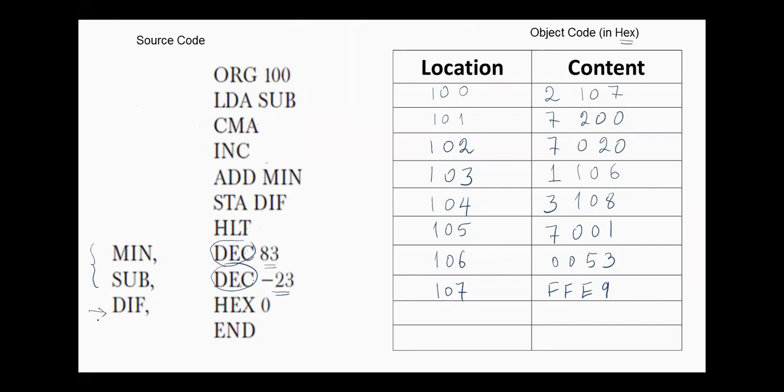Next, at location 108, we have a hexadecimal value 0, all zeros.